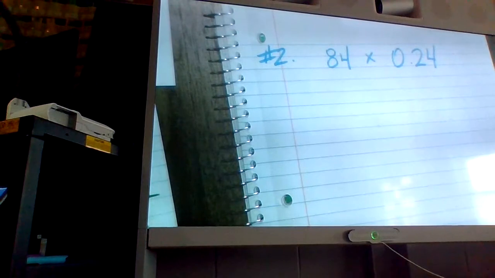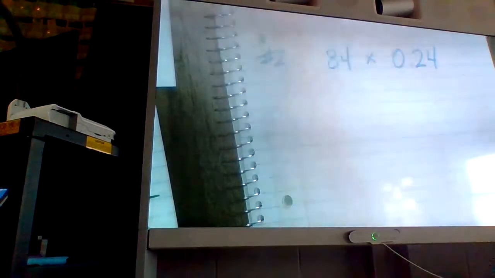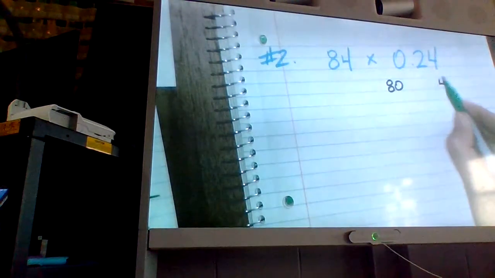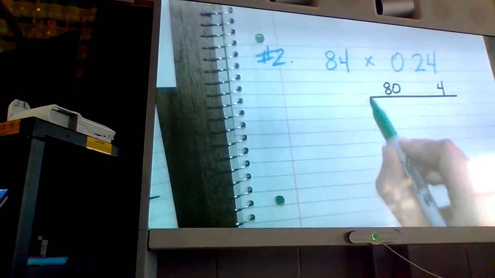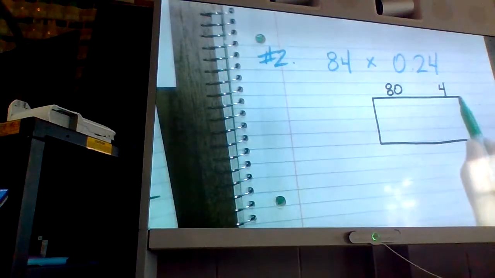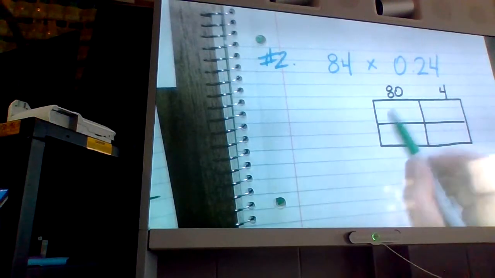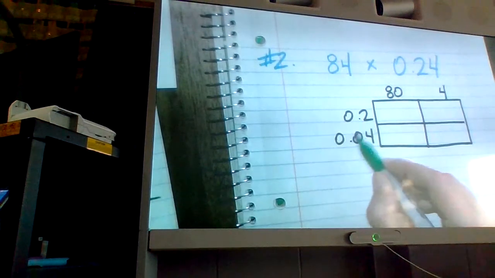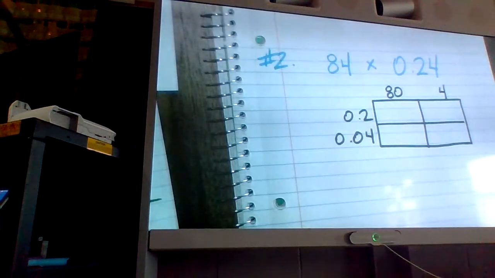So here we go. First step of the area model, you need to find the expanded form of each factor. I know 84 is made up of 80 and 4. And my second factor, 24 hundredths, is made up of 2 tenths and 4 hundredths. Okay? So we'll multiply one place value at a time.